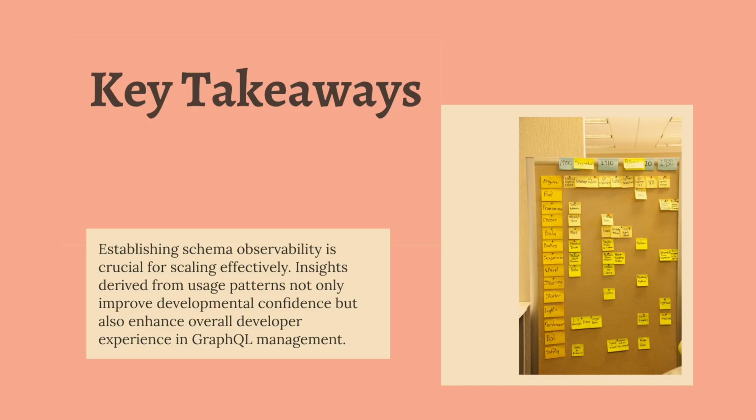So the key takeaways from this talk: schema observability isn't optional at scale. It's something teams should have as a tool in their pocket. And usage insights unlock safe evolution, like if you want to migrate to federation from stitching, for example.